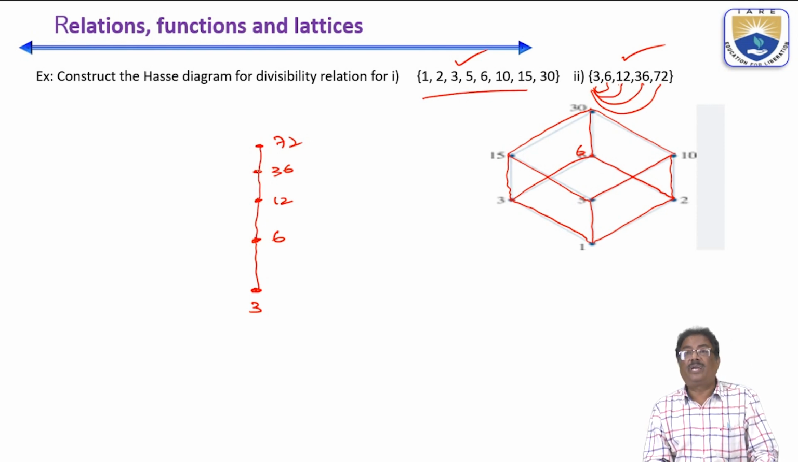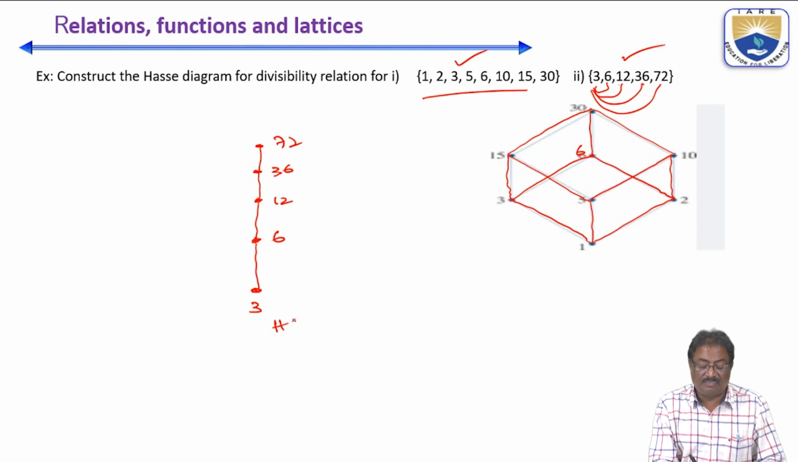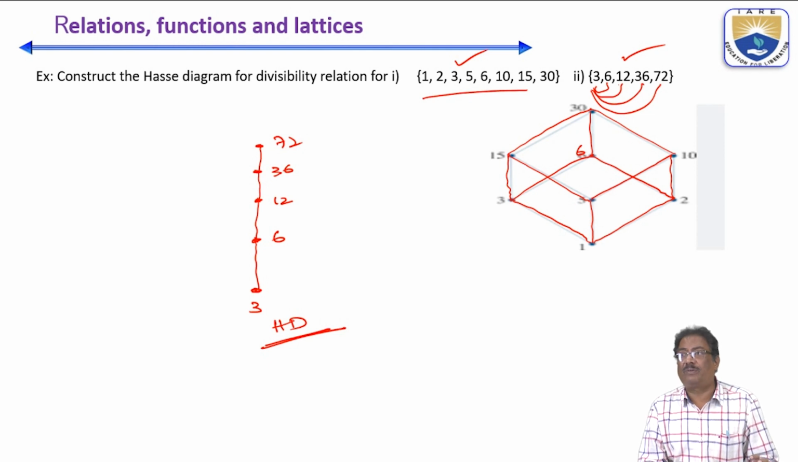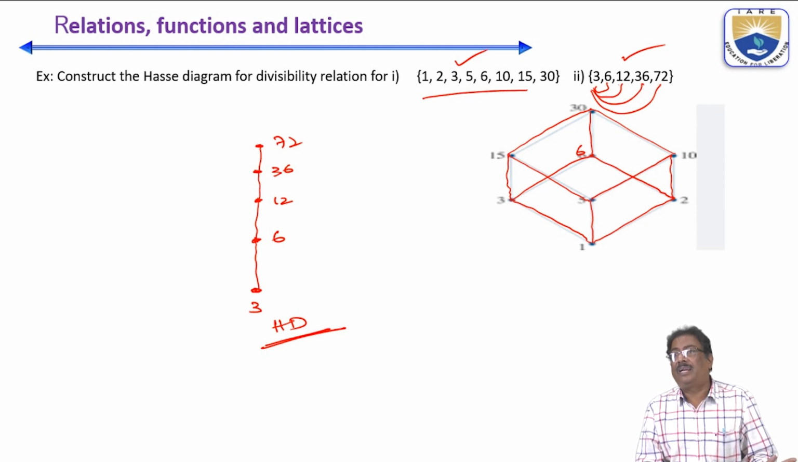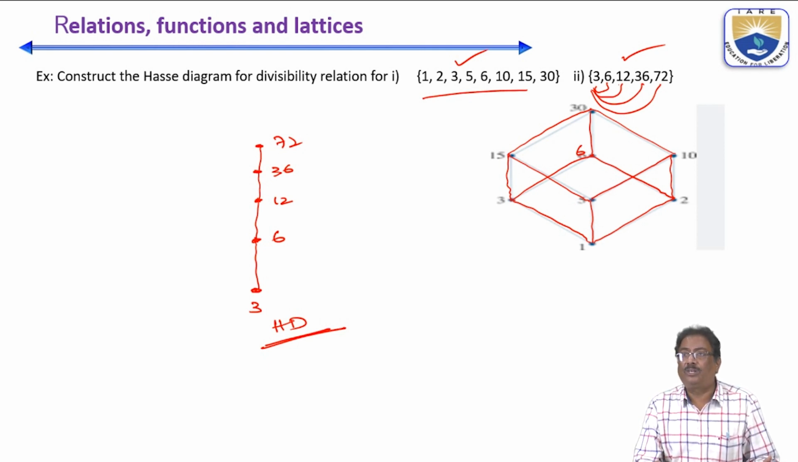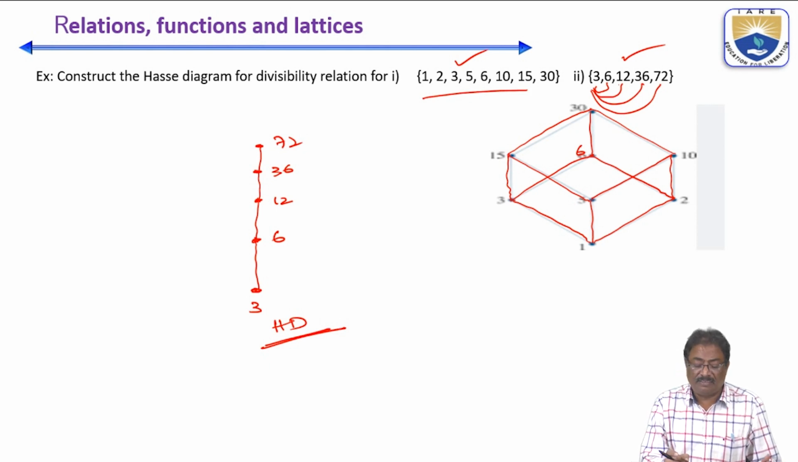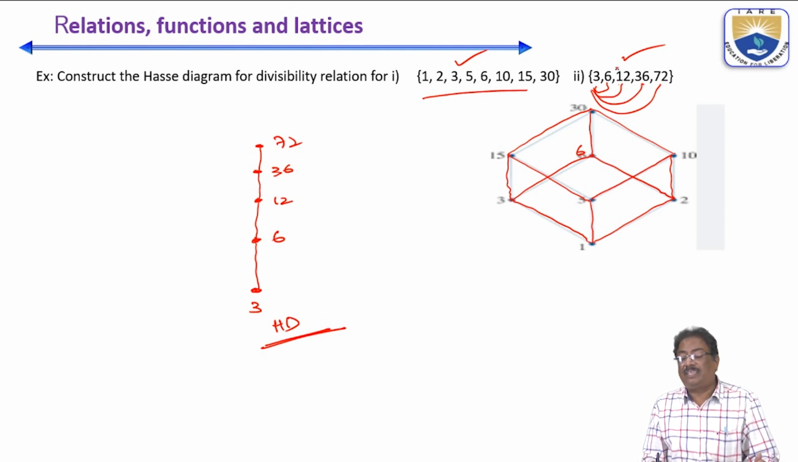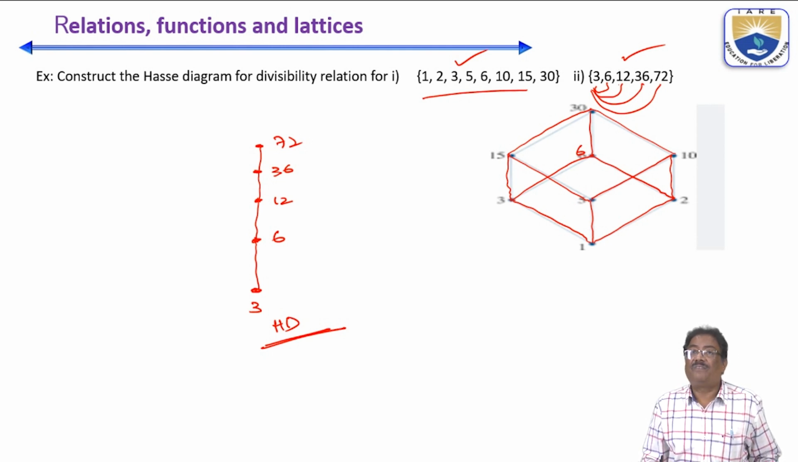Now we are going to construct a Hasse diagram for this, so we are going to get the Hasse diagram of this. This is nothing but a totally ordered set. That means for any two elements from the set, A and B, they are going to be related. So this is the Hasse diagram for the second one. This is nothing but 3, 6, 12, 36, 72.